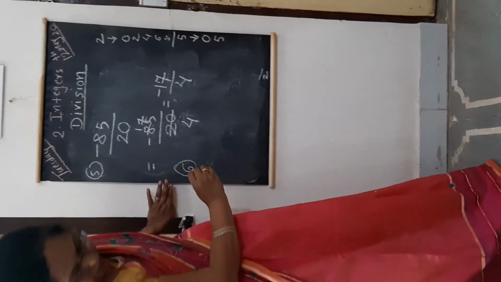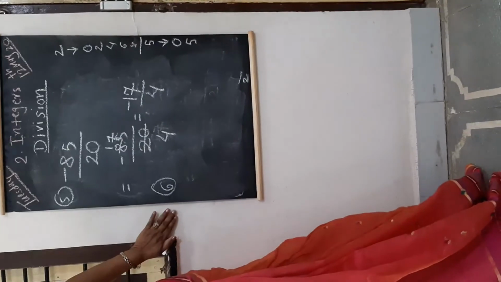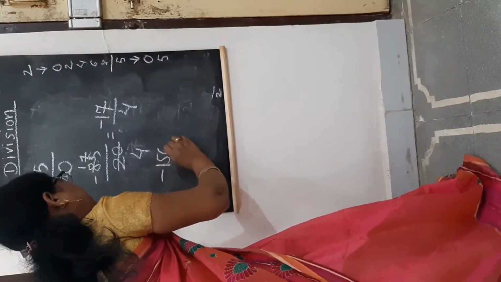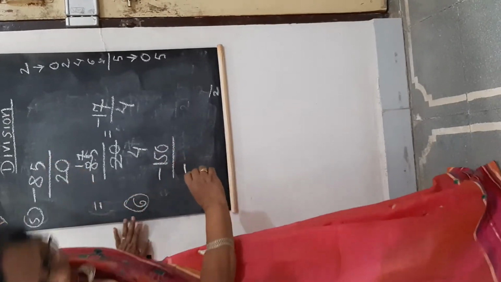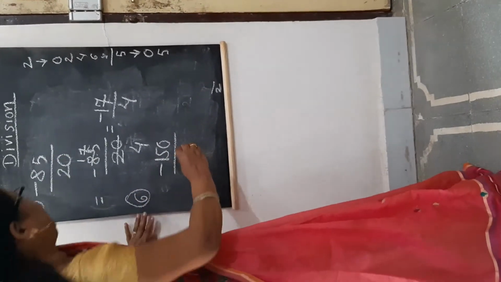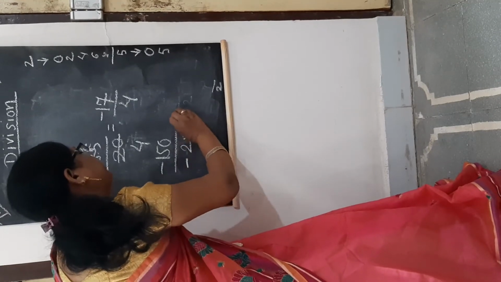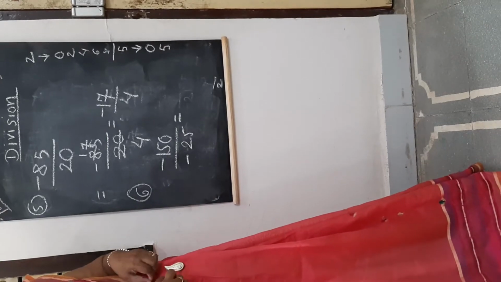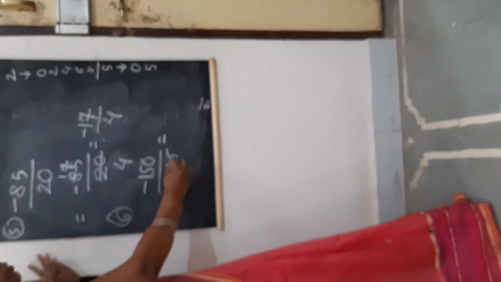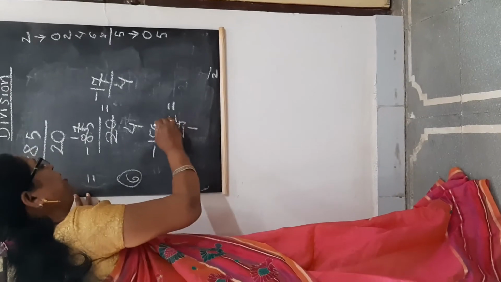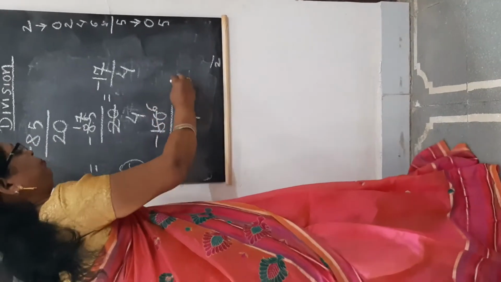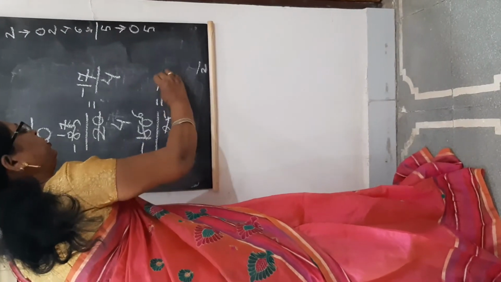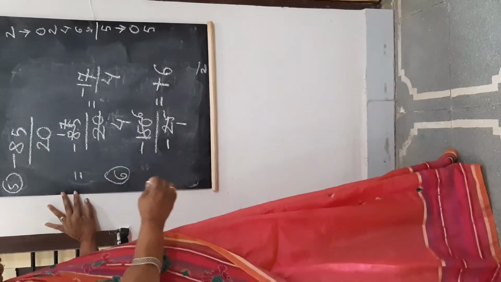Sixth example, negative 150 divided by negative 25. Here both numbers are negative, so according to the rule our answer is positive. Both these numbers are from 25's table. 25 ones are 25, 25 sixes are 150. Negative divided by negative is positive. So here the answer is positive 6.